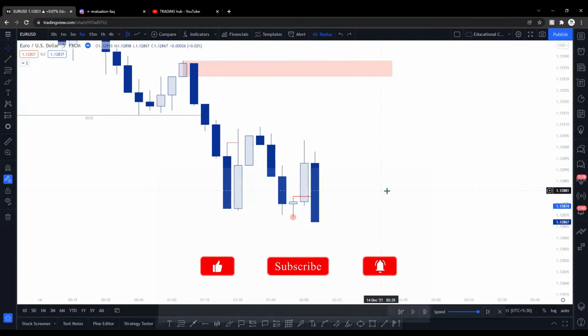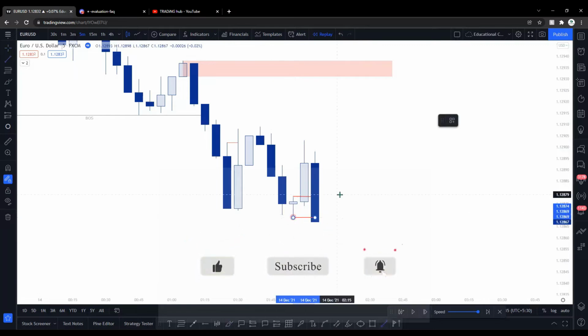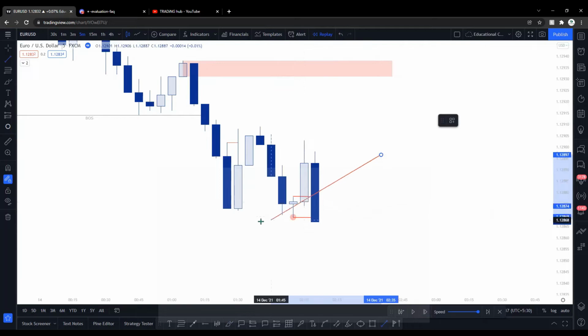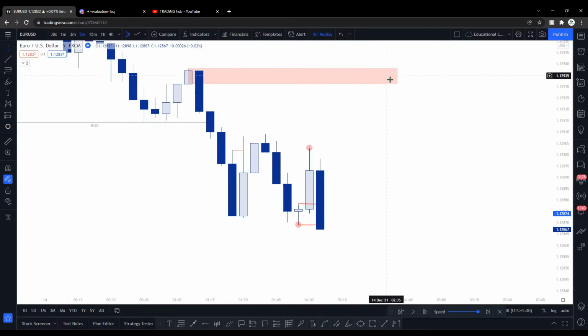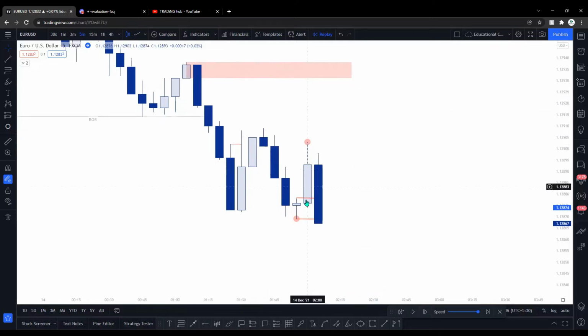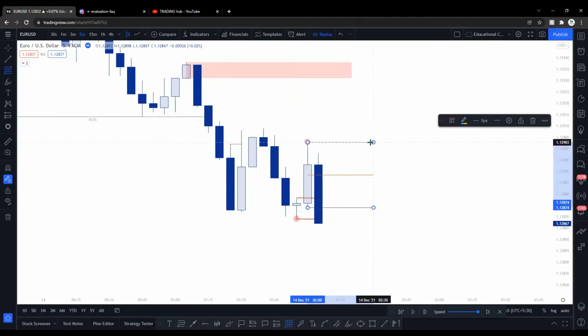Now you can see the next candle closed below it perfectly. So this means this is our swing low, and this one becomes our swing high. We will not wait for this level. And this one becomes our next order block, which is here.